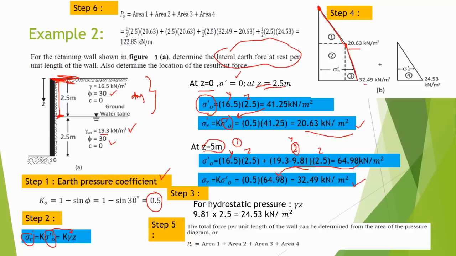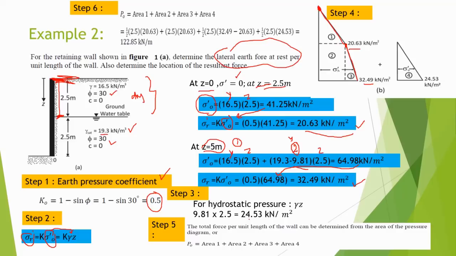Okay. And then step 3, jangan lupa kita ada hydrostatic pressure. Okay, kalau hydrostatic pressure kena kira, okay. Untuk pressure ni, gamma Z. So, ialah unit weight darab dengan Z. Unit weight untuk water ialah 9.81. Times with the Z. Depth, okay. Make sure depth ni mesti kat water sahaja. 2.5, okay. Jangan suka hati ambil 5. Okay. So, you can get 24.53.